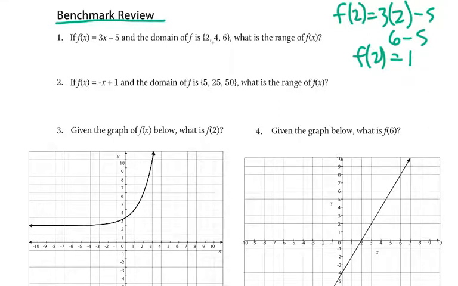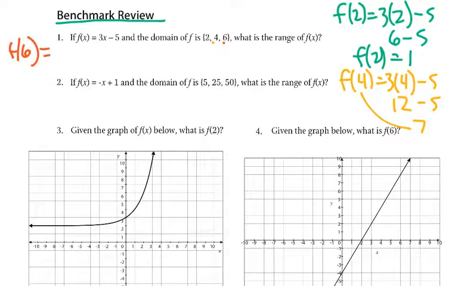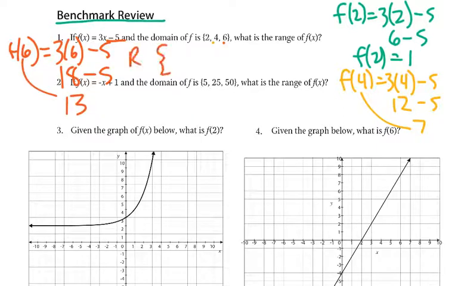Then I do it for 4. So f of 4 equals 3 times 4 minus 5. That would give me 12 minus 5 gives me 7. So f of 4 equals 7. And then finally I do it for 6. So f of 6 equals 3 times 6 minus 5. 3 times 6 is 18 minus 5 would give us 13. So f of 6 equals 13. So my range is going to be 1, 7, and 13. Okay?